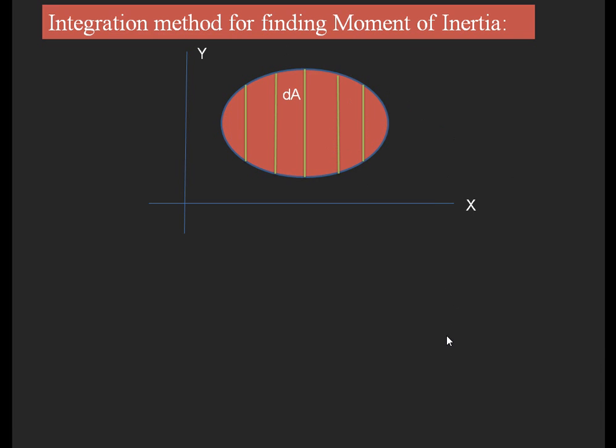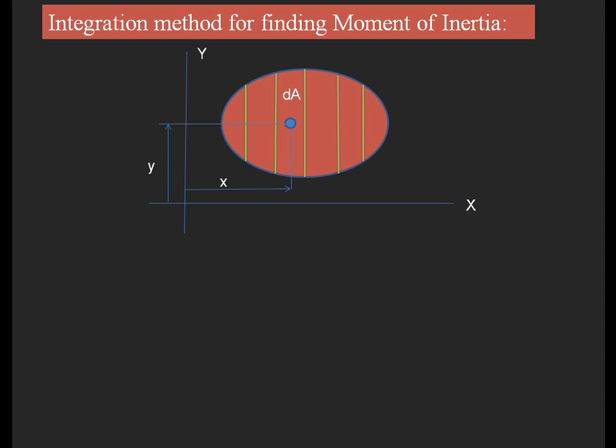In this, I want to consider one particular area dA. This part I am considering has the area dA. Next, the centroidal distance. We have to take the distance from the x and y axis. For that, I want to take the middle point of this area dA. The distance from the y axis in the x direction I assume as x, and the distance from the x axis in the y direction I assume as y.